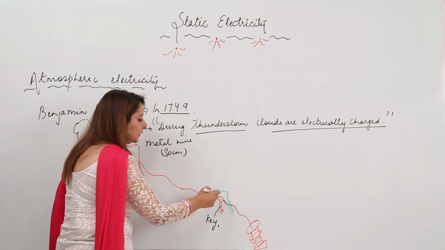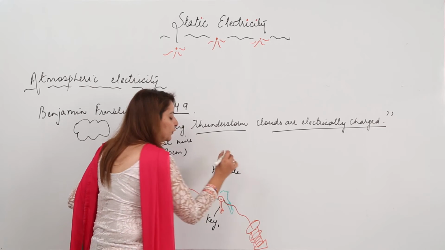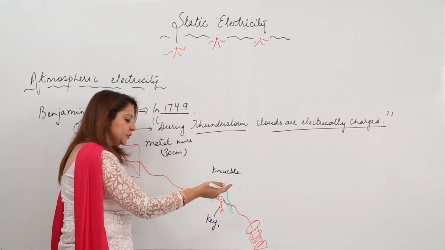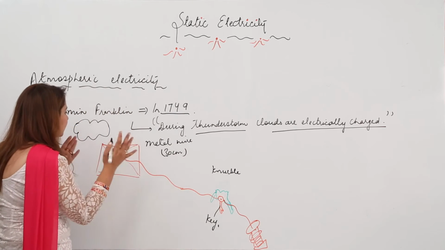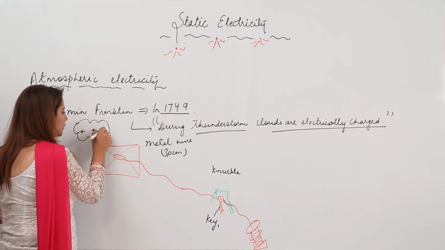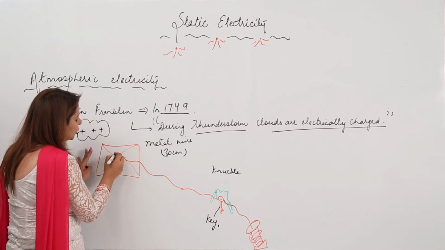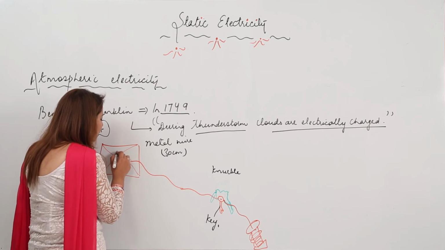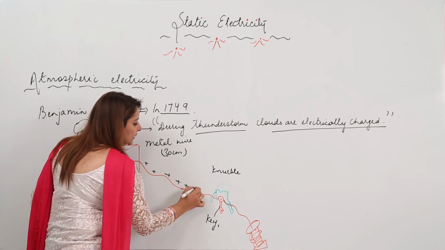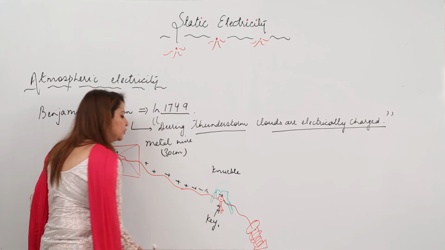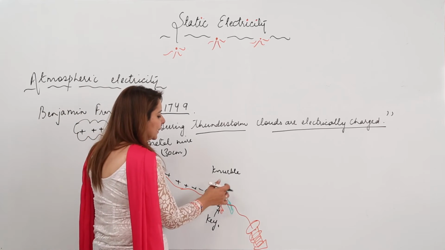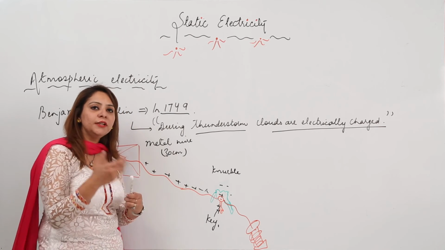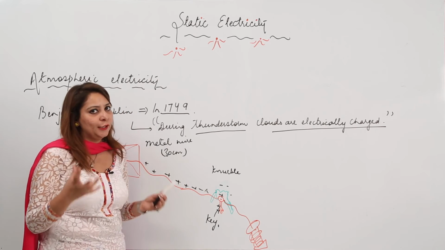And the knuckle, the joint from where he was holding the string, due to induction also got oppositely charged. Suppose, for example, the clouds are positively charged. The metal wire and the string, because it becomes wet, so the string becomes a good conductor, so this positive charge flows from this to this, and even the key acquired this positive charge. But due to induction, the knuckle acquires a negative charge. So whenever the key came closer to the knuckle, he observed a certain kind of spark.